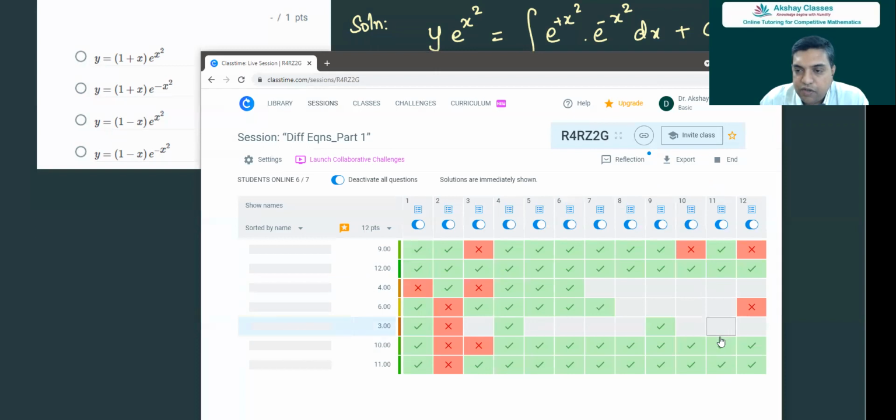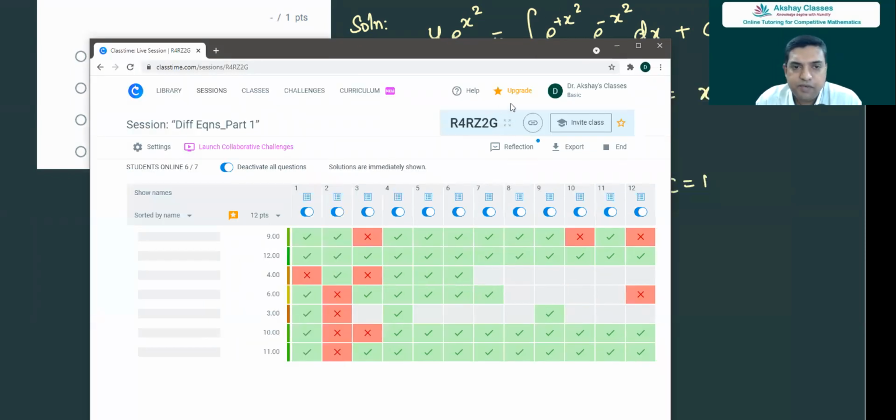Where students are not answering is questions on linear differential equation and on this verbal problem. Other than that, most of it students have done. All right, so that was this part for today. Now let us move forward.